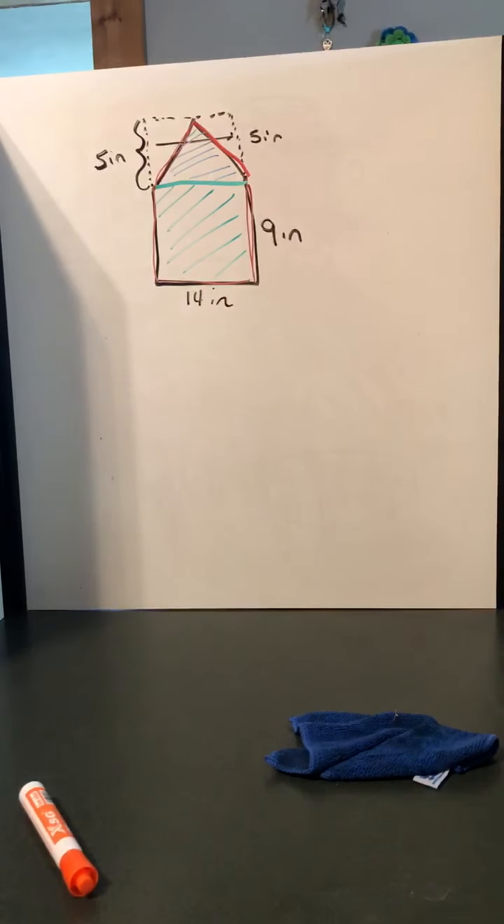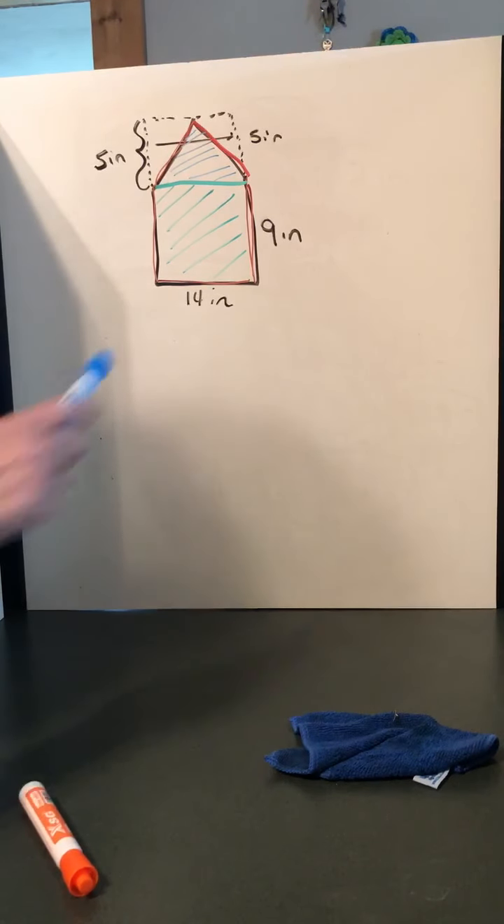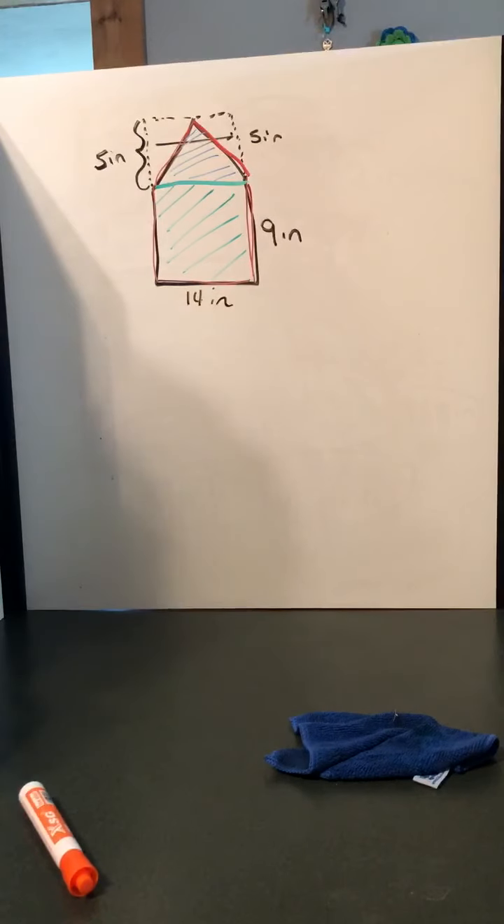All right, so that's the information that's given to me. Now I need to find the area of both of these. So now I've got the information I need for my rectangle down here at the bottom. Looks like a square, sorry, but it's actually a rectangle because one side is 14 inches and the other side is 9, and that means it's a rectangle and not a square.